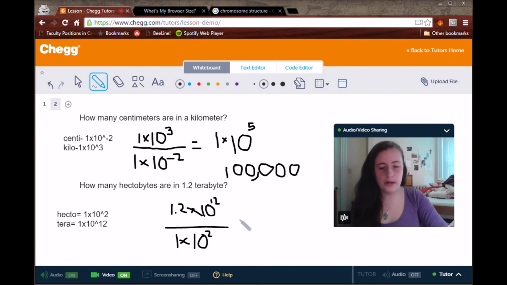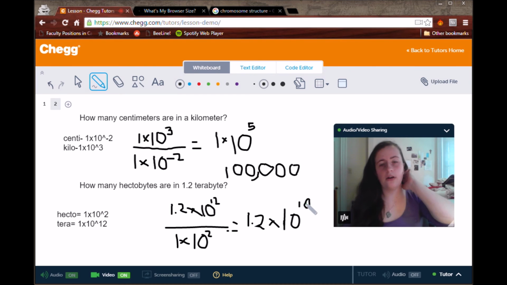So 1.2 over 1 is really easy. It's just 1.2. And then over here, 10 to the 12 divided by 10 to the 2 is 10 to the 10th. So 1.2 times 10 to the 10th. And as you can see, this is a lot easier than having to do, say we were doing inches in a mile. Instead of it being 10 to the 12th and 10 to the 2, you would have to say, well, there's 5,280 feet in a mile, and then there's 12 inches in a foot. And you can still do that math, but it's a lot harder, and it takes a whole lot more time than this does, which is why this is more popular.